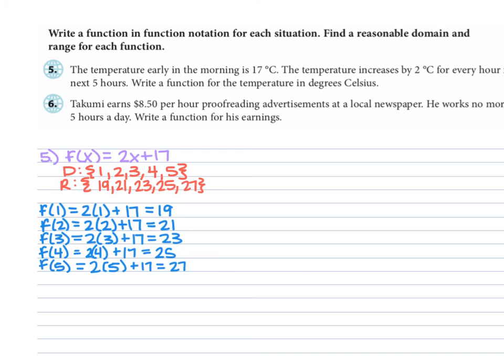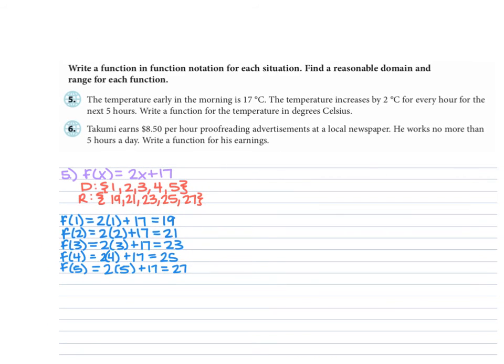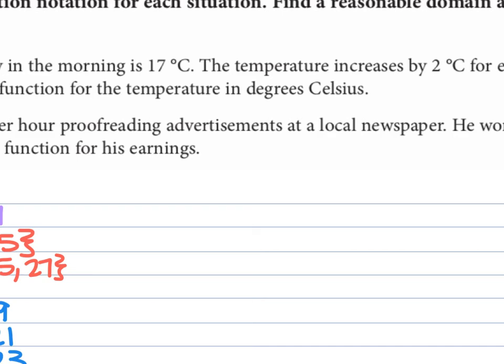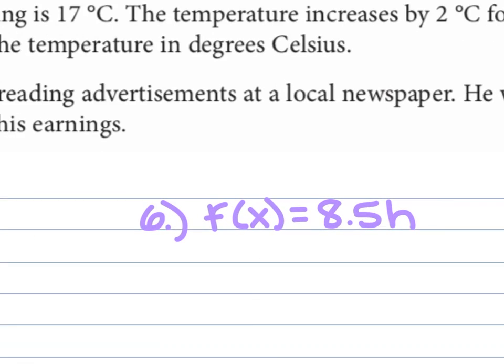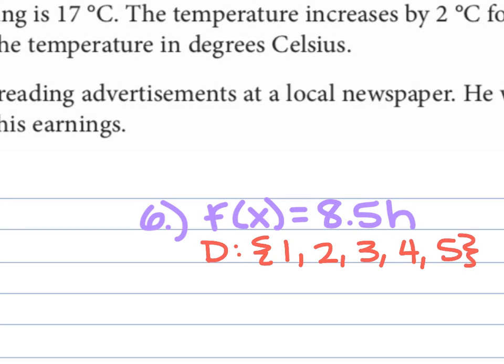For 6, we have Takumi earns $8.50 per hour proofreading advertisements at a local newspaper. He works no more than 5 hours a day. Write a function for his earnings. So this is 6. We're going to have f of x is equal to, he works each hour for $8.50, so it's just $8.50 per hour, 8.50x. So our domain is going to be 1 through 5 hours. Our range is what we're going to get from solving that.